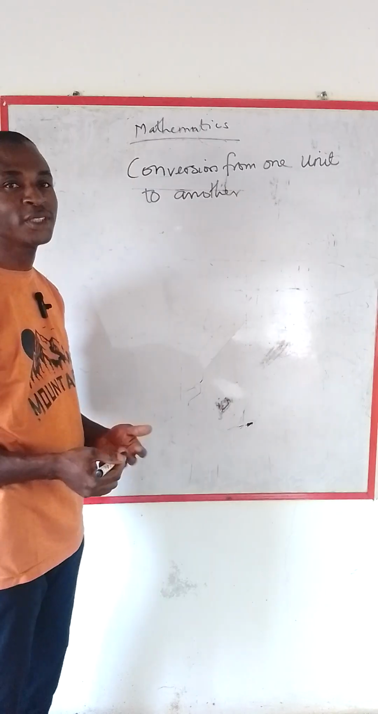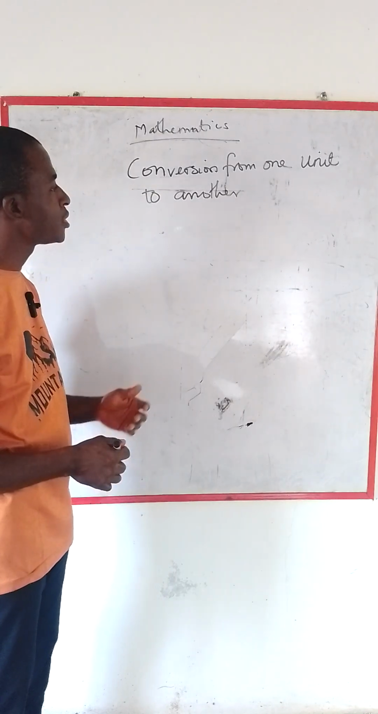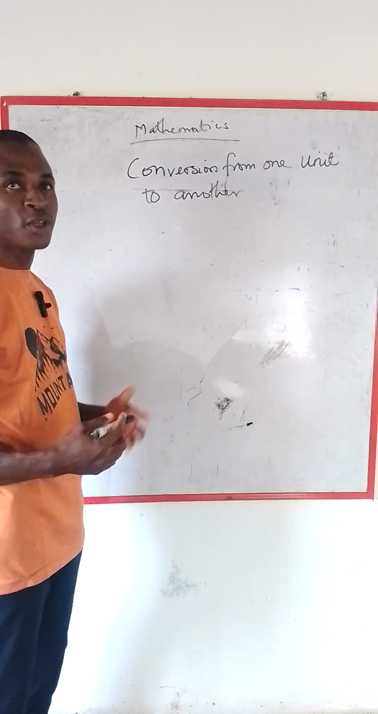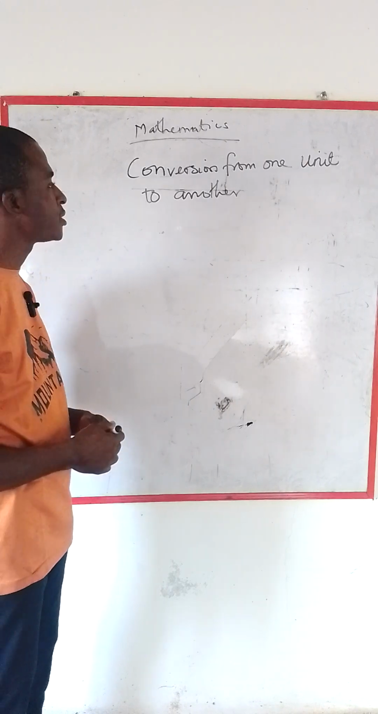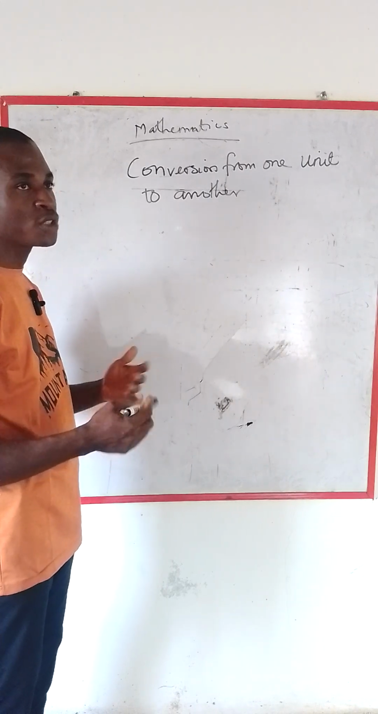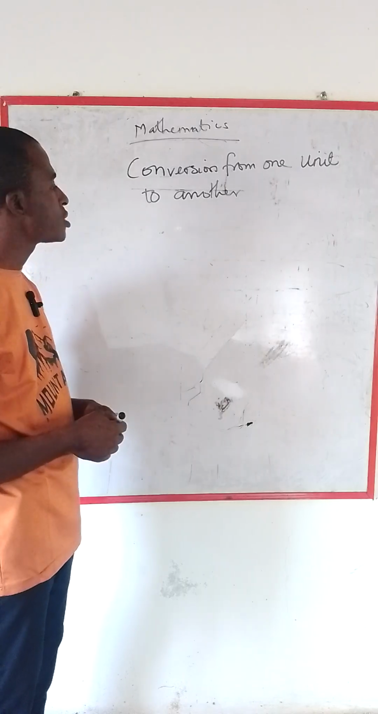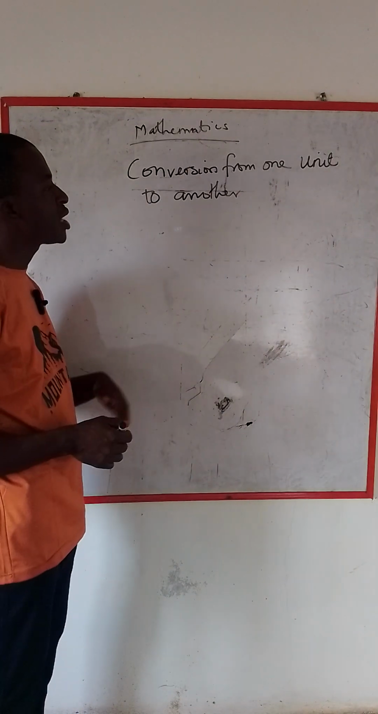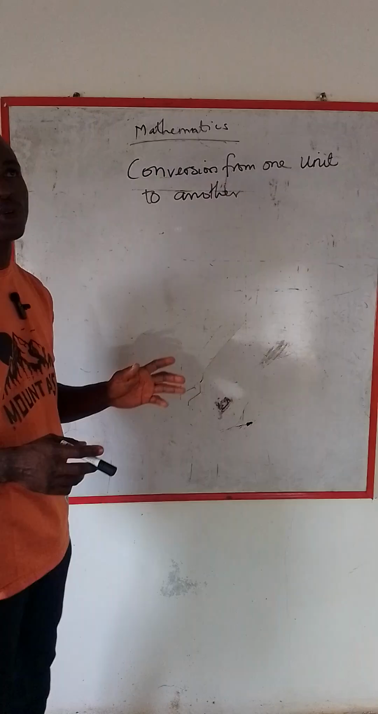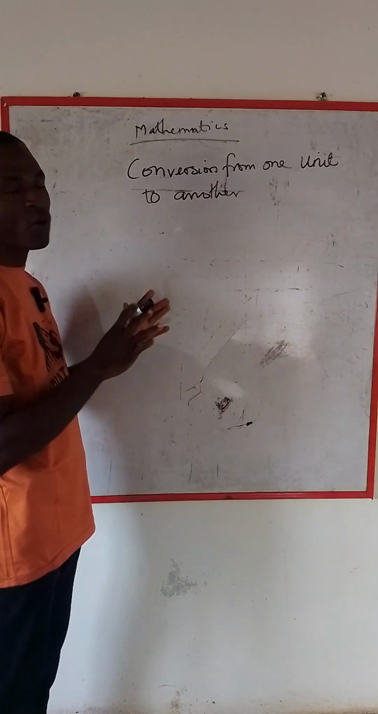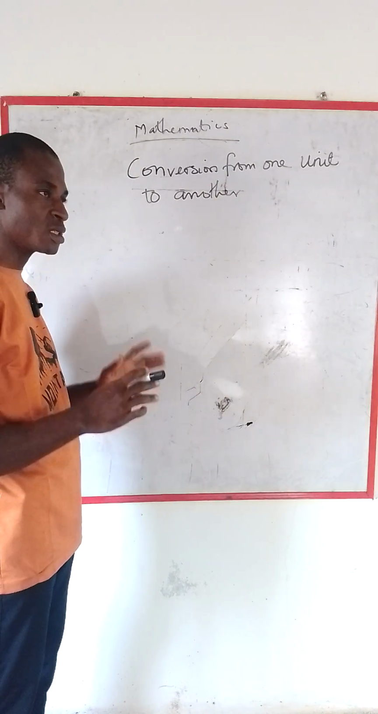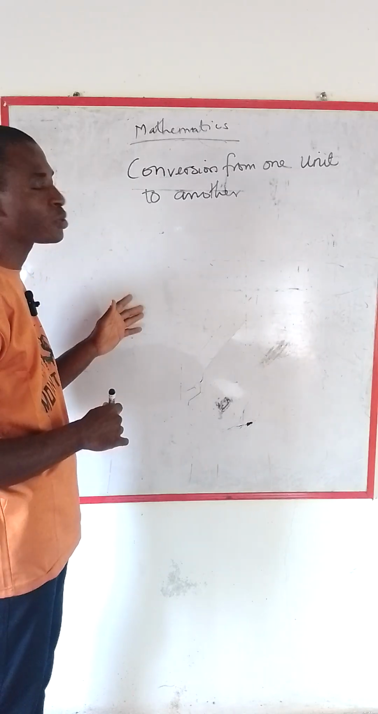I know when I use money now, so many people will be interested, but let me just use the conversion from naira to dollar so that from there we can proceed and talk about other units. The first thing you must do is that you must know the relationship of the unit you are converting to another unit. That is the first thing. You must know the relationship.